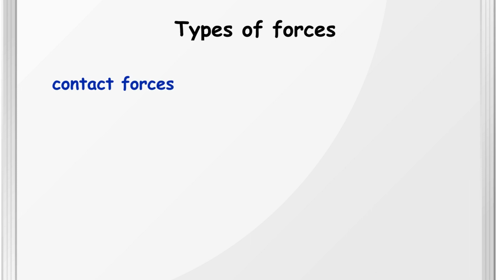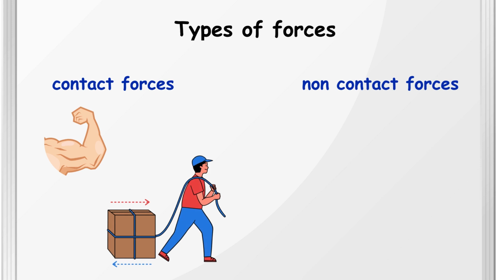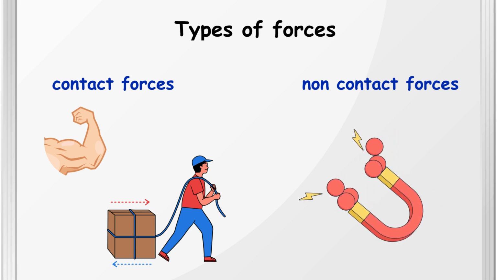Forces can be grouped into two categories: contact forces and non-contact forces. Muscular force is an example of contact force. When you pull a heavy object, your muscles are at work. Non-contact forces include magnetic force. Have you ever seen a magnet attracting metal objects without touching them? That's magnetic force in action.